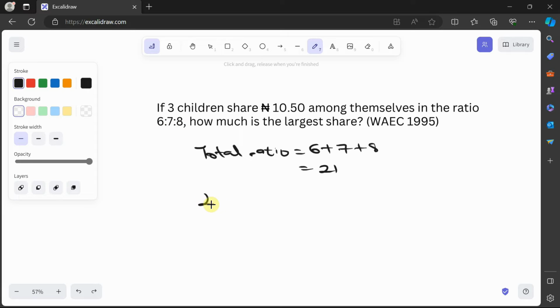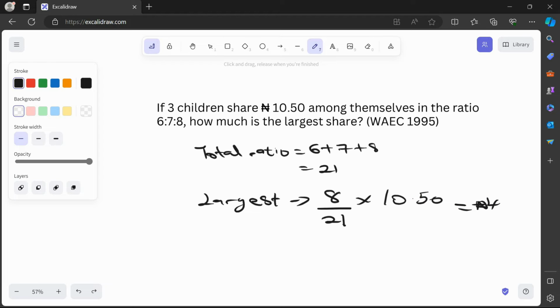And because the largest person has a ratio value of 8, we could just say 8 all over the total, which is 6 plus 7 plus 8, that is 21, then multiply by the amount that you want to share, 10.50. So what did I do? I just took the value of the largest portion, divided it by the total, and then multiplied it by the amount that they want to share. If I press this in my calculator, this will be 8 divided by 21 multiplied by 10.5, and that gave me 4 naira. So out of this 10.5, the guy that takes the largest will take 4 naira.